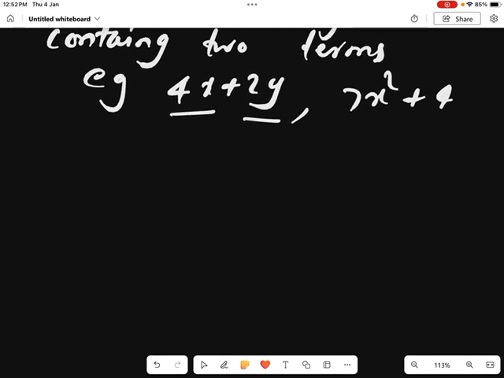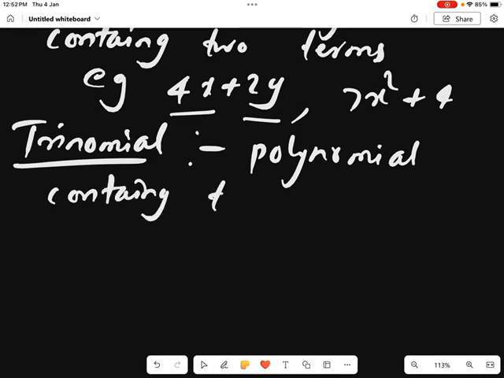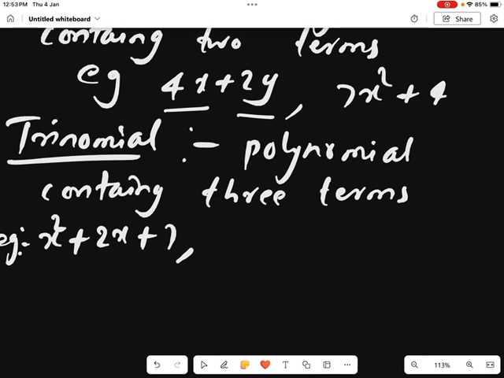And next is trinomial. What is trinomial? A polynomial containing three terms is called a trinomial. Examples: x square plus 2x plus 7 and 5x plus 2y plus 6. These are examples of trinomial polynomials.